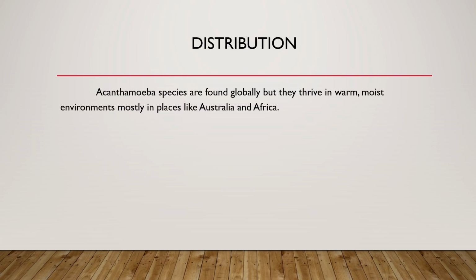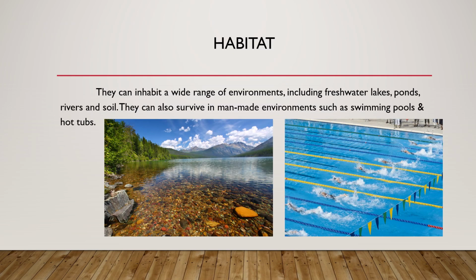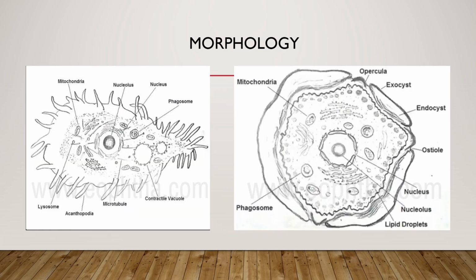So, Acanthamoeba species are found globally. They thrive in warm, moist environments and mostly in places like Australia and Africa. So, they inhabit a wide range of environments, including freshwater lakes, ponds, rivers, and soil. They can also survive in man-made environments such as swimming pools and hot tubs.